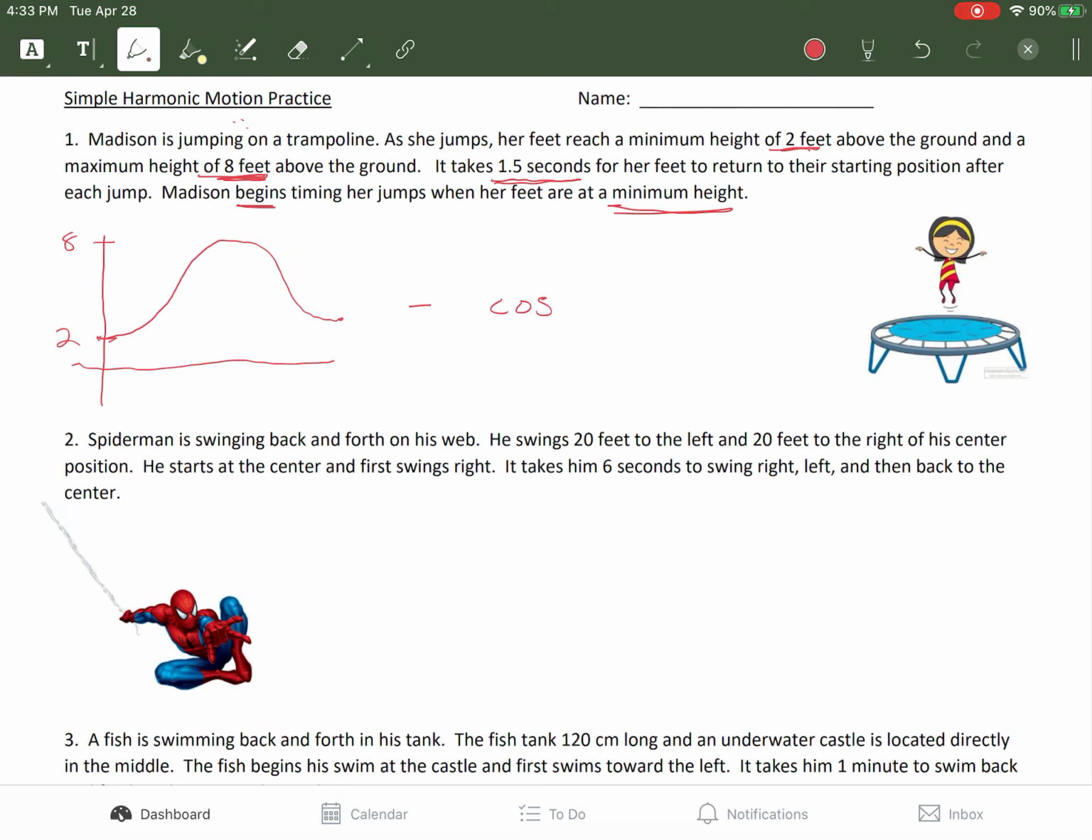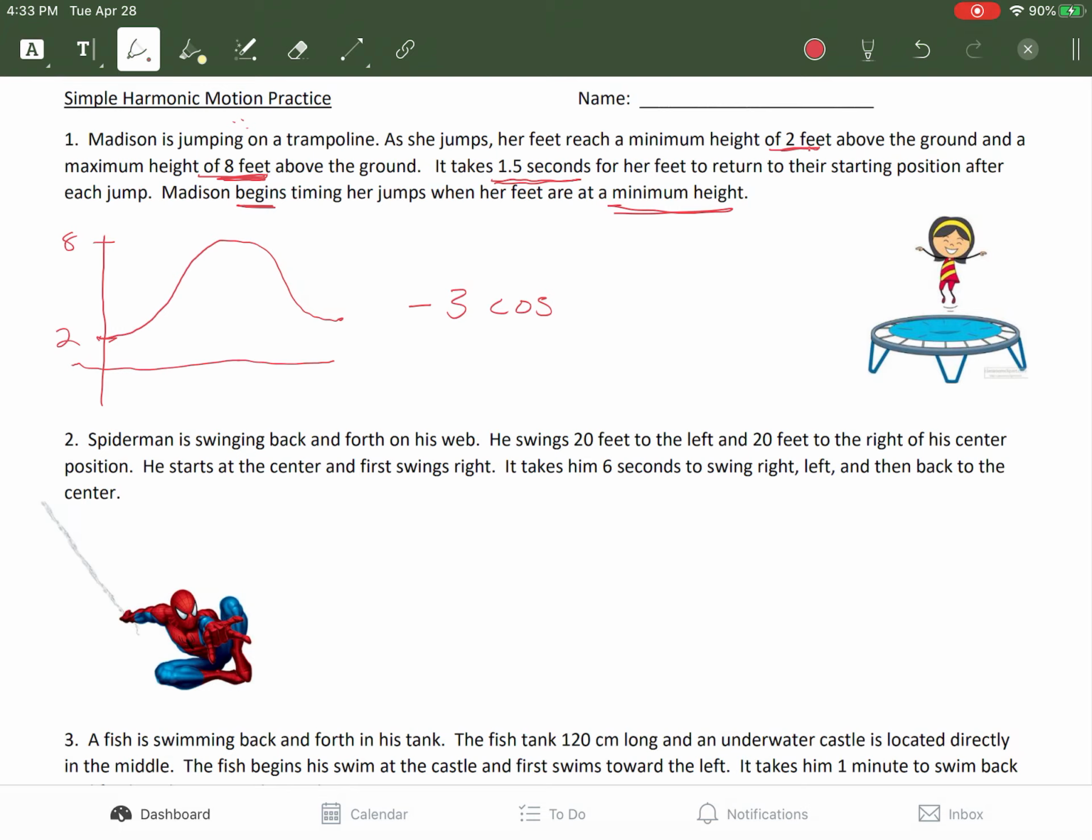The amplitude is the difference between the max and the min, so 8 and 2, divided in half. So 8 minus 2 is 6, and 6 divided by 2 is 3. So that's what our amplitude is going to be.